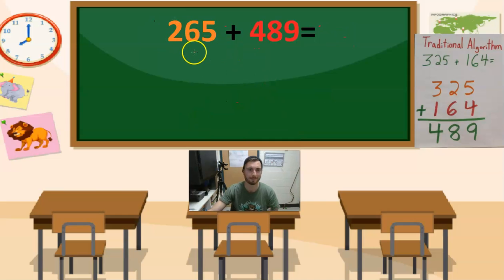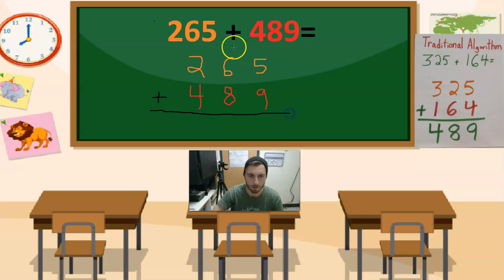Let's do some more regrouping here. So we have 265. I'm going to rewrite that, really spacing out my place values. 265 plus 489. So I'm going to write my 9 under the 5 because they're both in the ones. My 8 is going under the 6 because they're both in the tens. The 4 is going under the 2 because they're both in the hundreds. We're going to get ready to add.